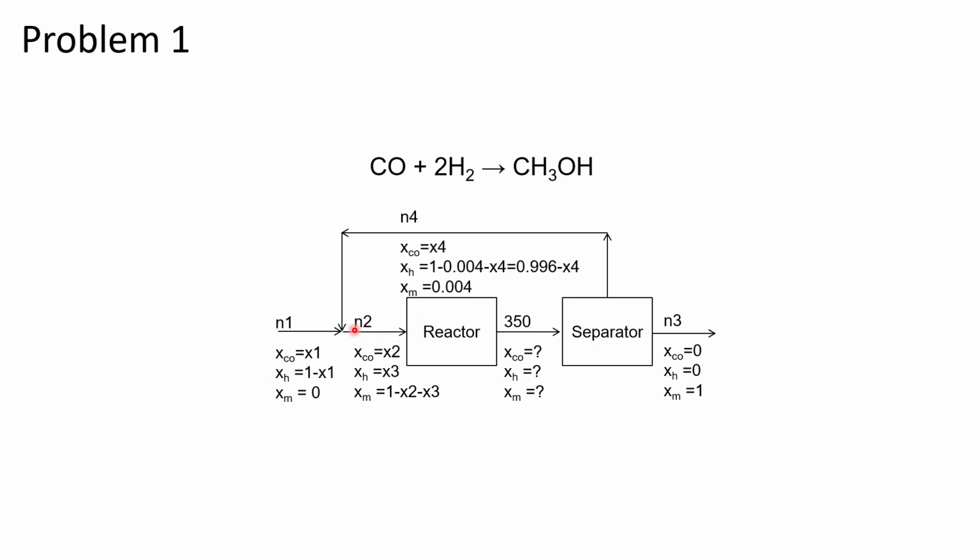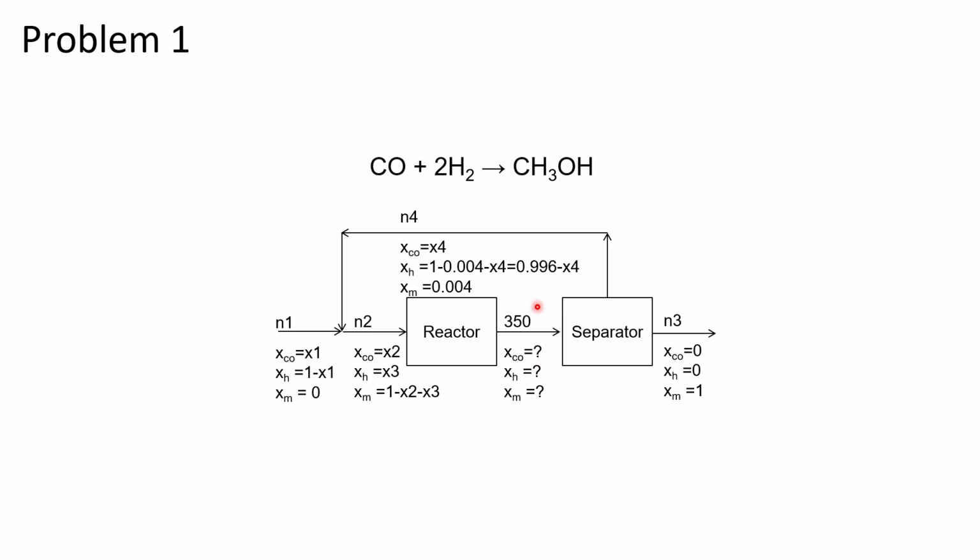So let's go around and see what we know about each of these streams. For the fresh feed, we know it's just a mixture of CO and hydrogen, so there's no methanol. Now these X's here are meant to represent mole fractions, not mass fractions. If we use X1 to represent the composition of CO, then the composition of hydrogen is just 1 minus X1. After mixing with this recycle stream, we produce a stream with unknown flow, N2, and the composition of CO is unknown, which we'll represent by the variable X2. The composition of hydrogen is unknown, represented by X3. And we know that the sum of these has to add up to 1, so the composition of methanol is just 1 minus the other 2.